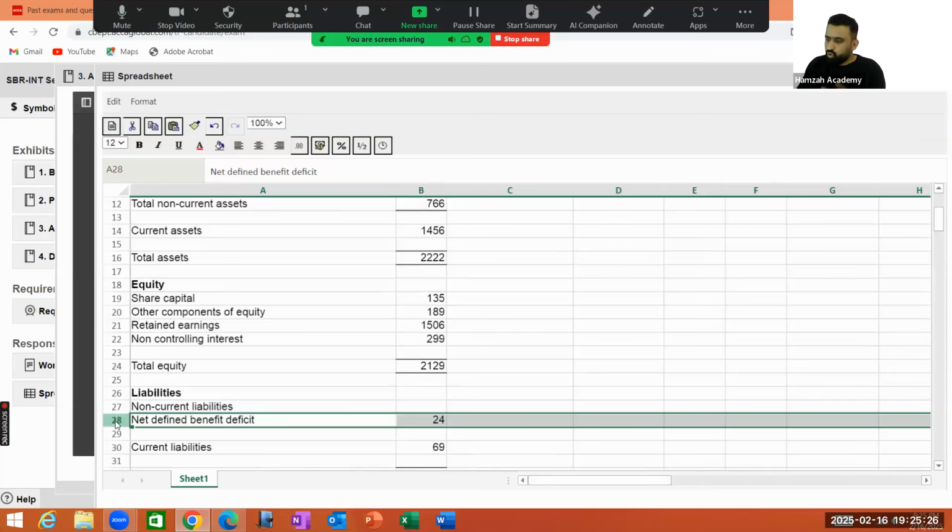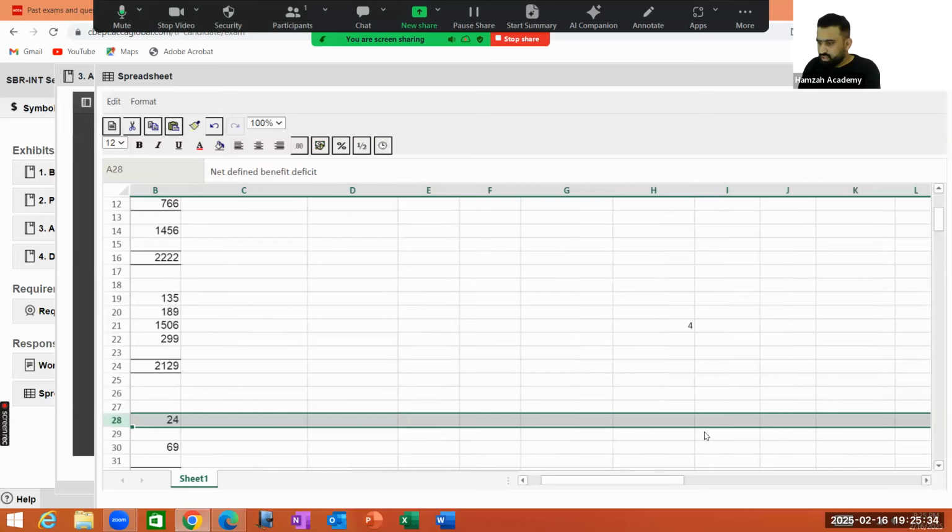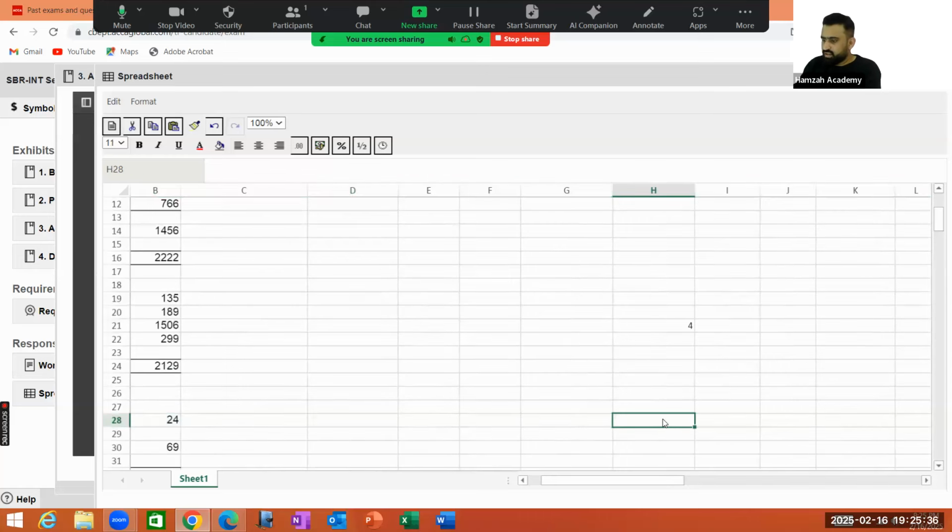And we need to adjust that value in the pension liability. Now, the opening value of the pension liability is 24, and this 4 million should be recorded as a reduction in liability. Okay, so liability is debited and retained earnings is credited.